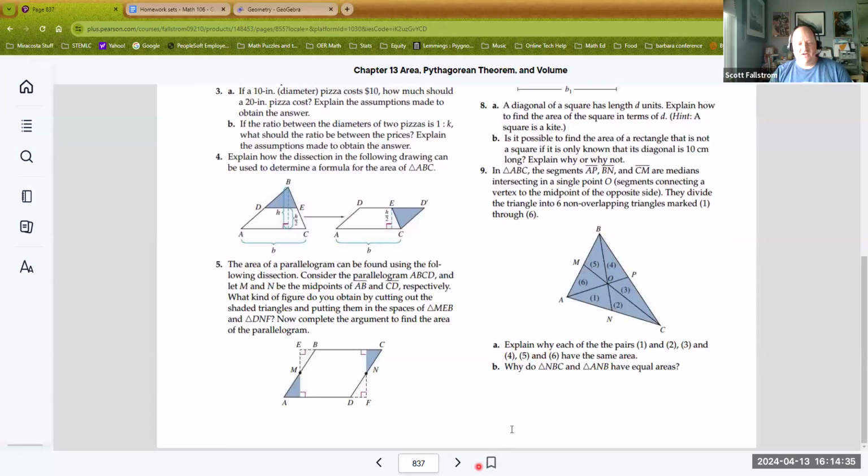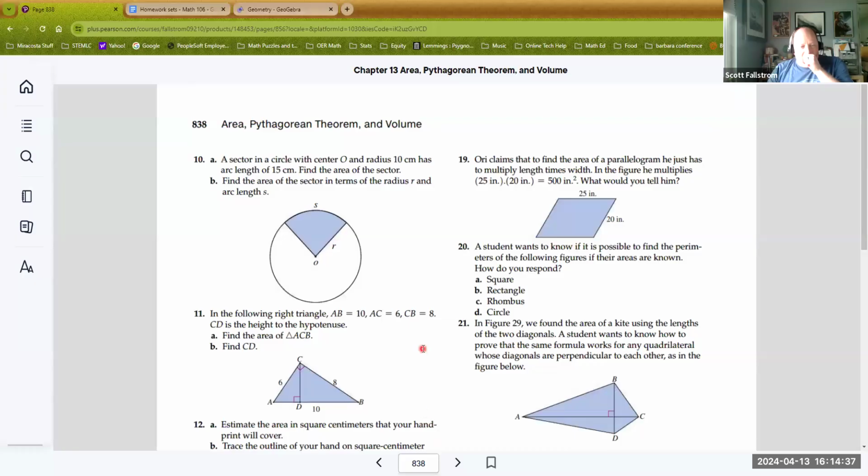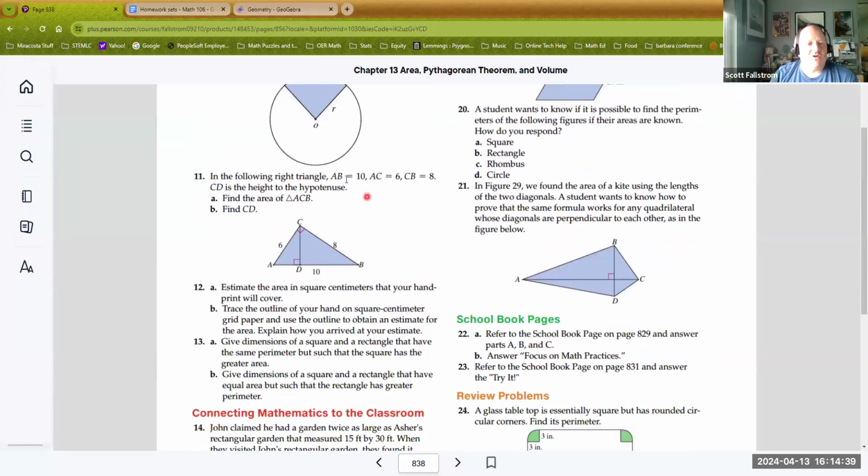So I need to go to the next page. Question 11, in the following triangle, the sides are 10, 6, and 8, and CD is the height. Find the area of the triangle and find CD. Now, the reason they're telling you, you can do it when you don't have all the information for the height, is because of what they're giving you here.